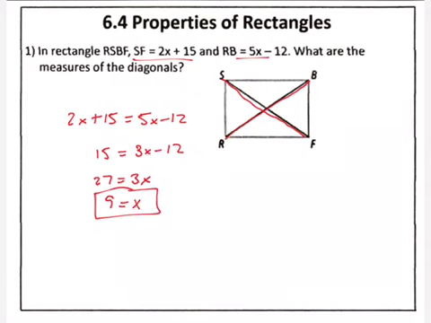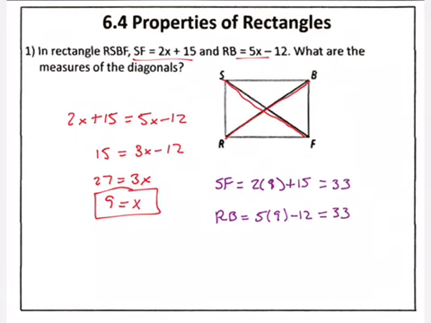Once we know what x equals, we'll just plug it back into each of the measurements. So SF is going to be 2 times 9 plus 15, which gives us 33. We also know that RB is going to be 5 times 9 minus 12, which is 45 minus 12, which is 33. So both of the diagonals are 33.